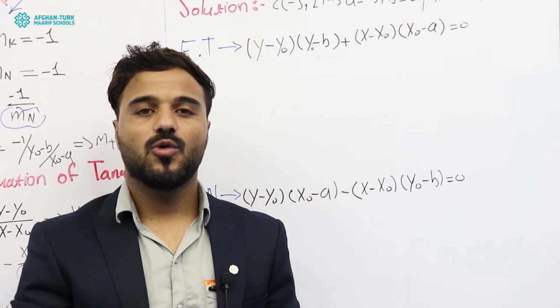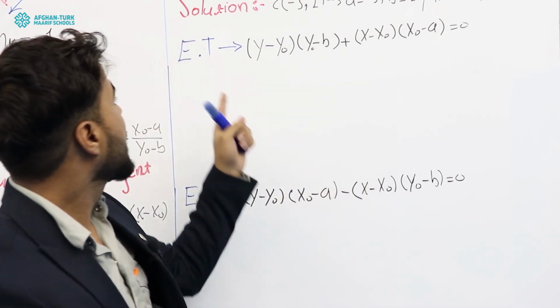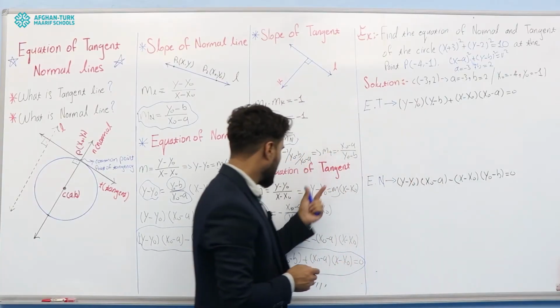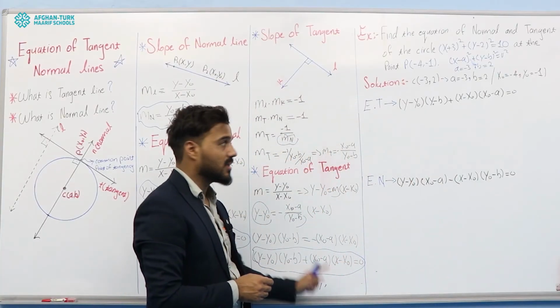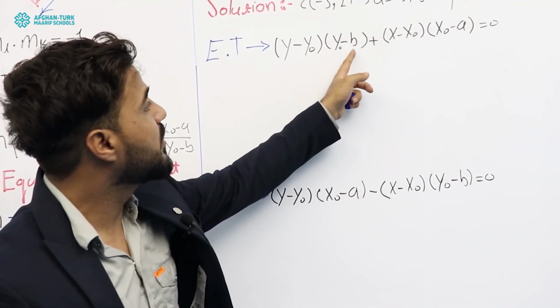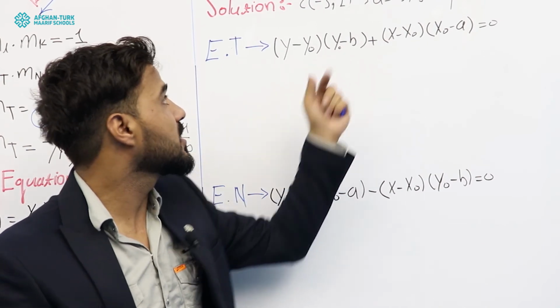Okay, dear students, we can solve this example by another way too. In here we have the equation of tangent, which we found here. Equation of tangent is equal to this one. So now I am going to put just the values of y0, b, x0 and a in this equation, and we will get the equation of the tangent line.